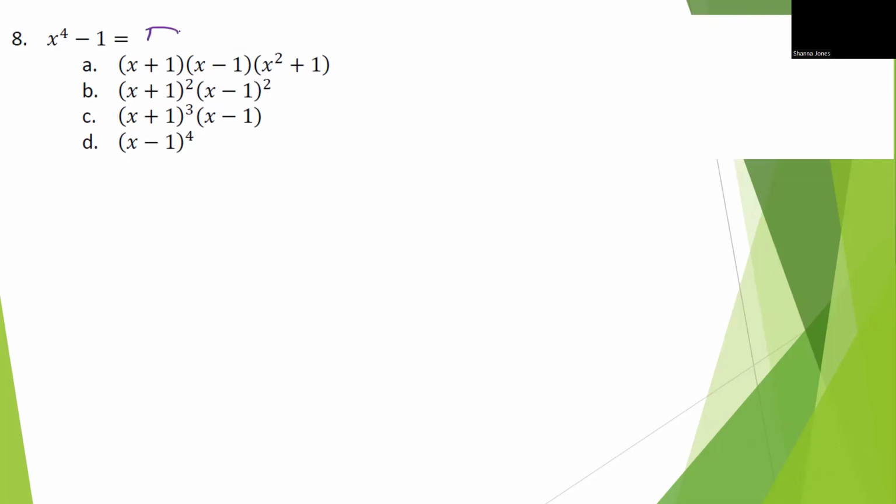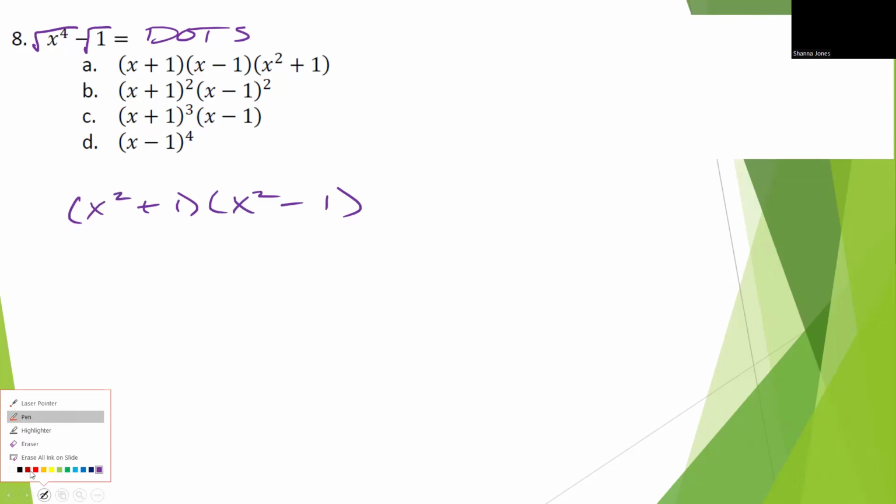This is difference of 2 squares. I am subtracting 2 perfect squares. When you're subtracting 2 perfect squares, to factor, you take the square root of the first term, you take the square root of the second term, and your factors are then added and subtracted. So that gives me x squared plus 1 times x squared minus 1.